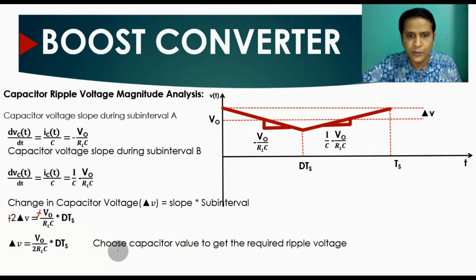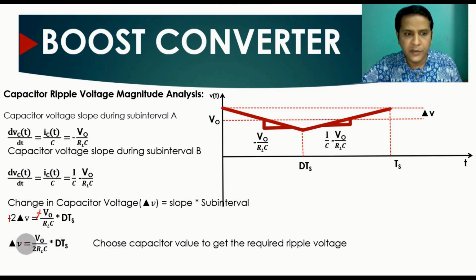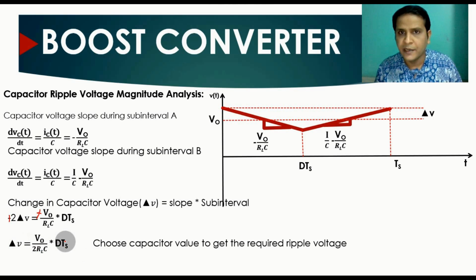So this is the ripple voltage across the capacitor, delta V, which is given by Vo divided by 2RL into C into dTs. So you have to choose the capacitor value to get the desired ripple voltage.